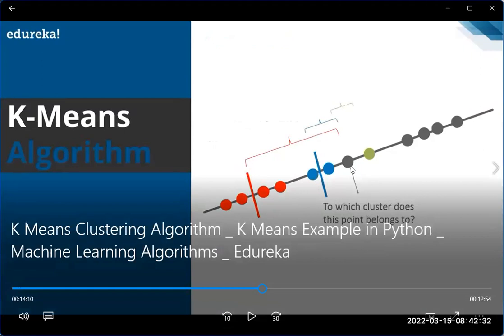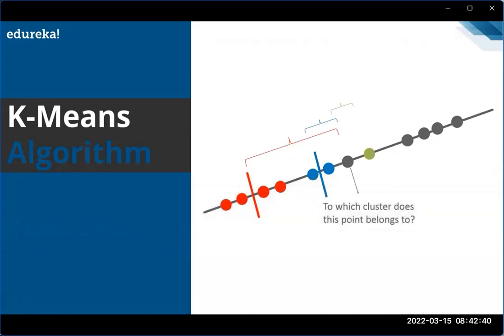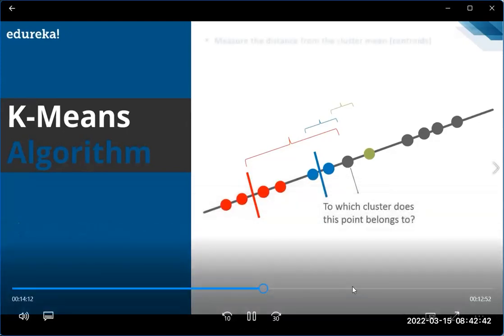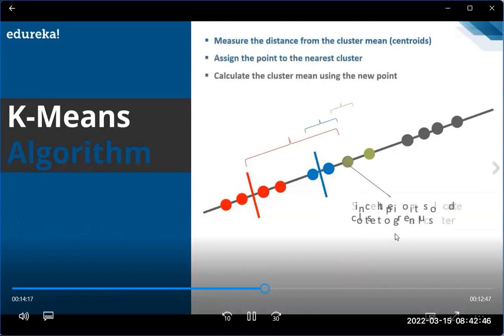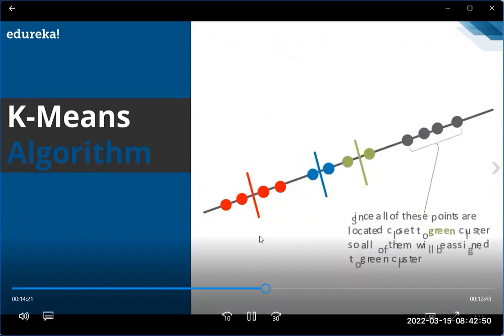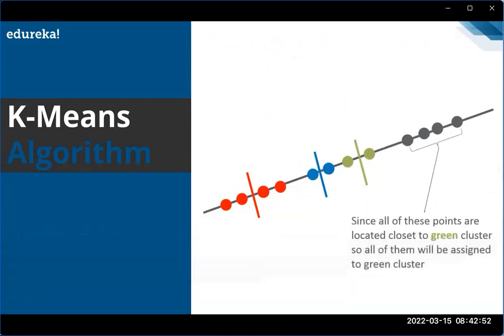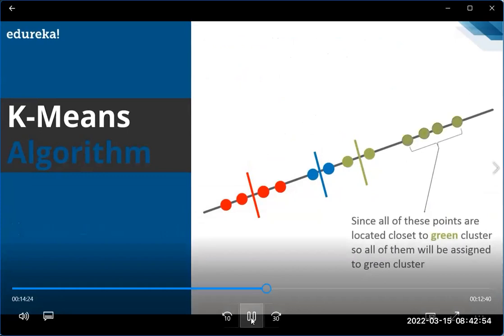Then this point is calculated again: its distance to blue, to red, to green. Which one is closer? Okay, now let's find out which cluster this point belongs to. Again, measure the distance, assign the cluster, calculate the new cluster mean. The rest of these points will always be closest to the green, so all of these will fall under the green cluster.